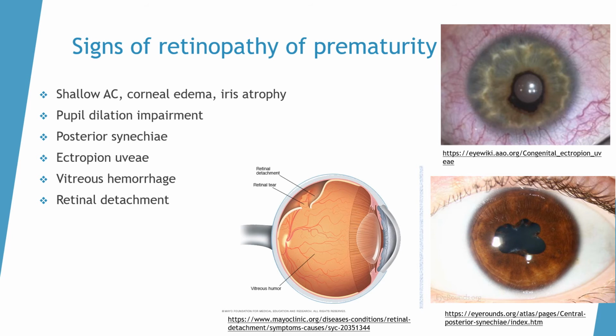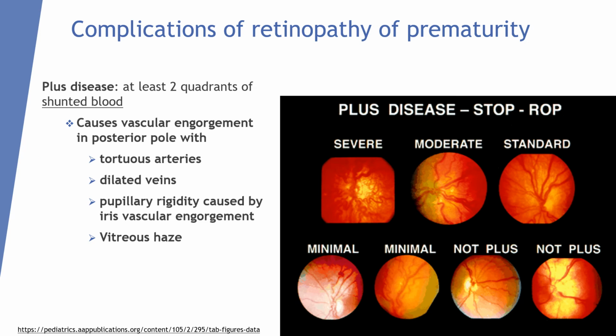ROP can also have, in severe cases, vitreous hemorrhage, and in stages 4 and 5, retinal detachment. One complication of ROP is plus disease, which is at least 2 quadrants of shunted blood. This causes vascular engorgement in the posterior pole with tortuous arteries, as demonstrated in that picture, and dilated veins.